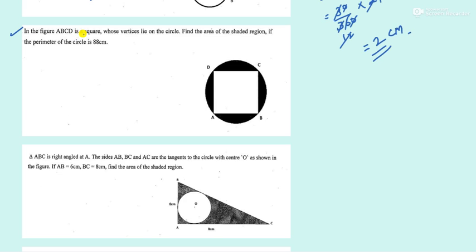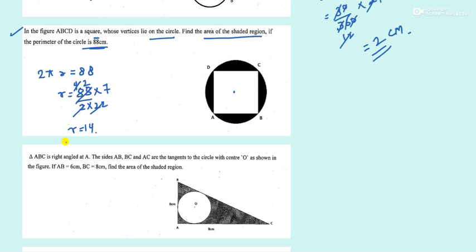Next question is here. In the figure, ABCD is a square whose vertices lie on the circle. Find the area of the shaded region if the perimeter of the circle is 88. Okay. Perimeter of the circle. So if I write 2 pi r as 88, what will be r? 88 by 2 pi, and pi is 22 by 7, correct? So we can write it, 22 4s are 88 and 2 2s are 4, 7 2s are 14. R is how much? 14, correct?